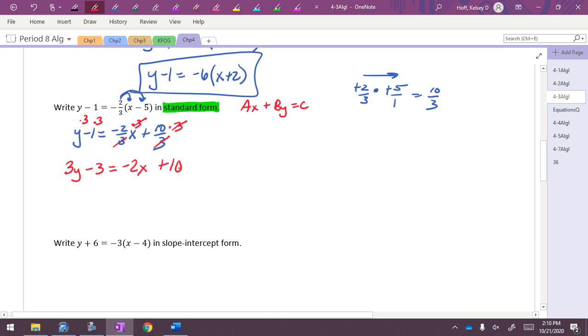I always just, as soon as I can get rid of those fractions, let's do it. Now I'm going to go back. Question for you, Tatum, or Tiffany, sorry. Why do you want to add 2x? Okay, so why not subtract 3y?